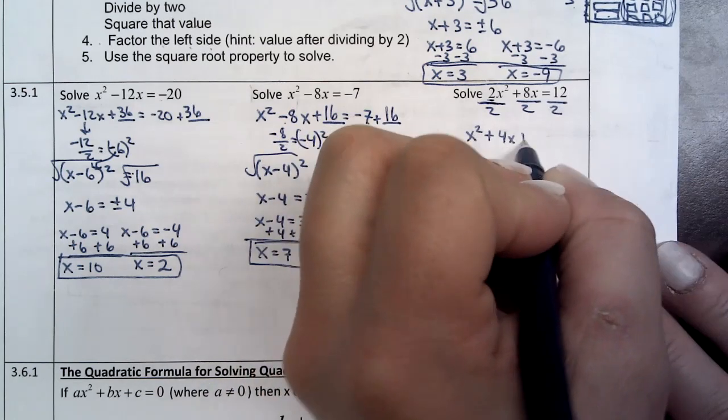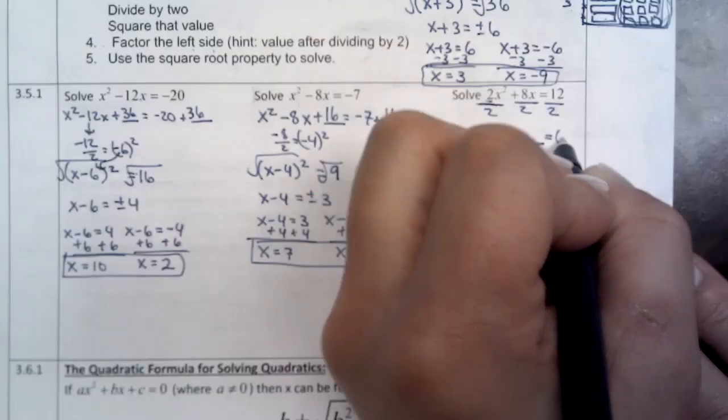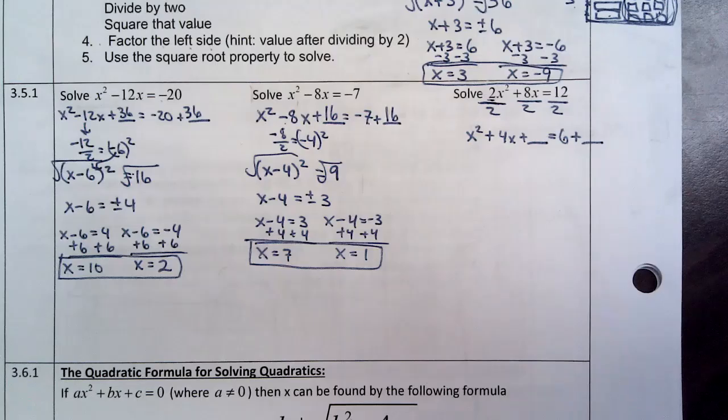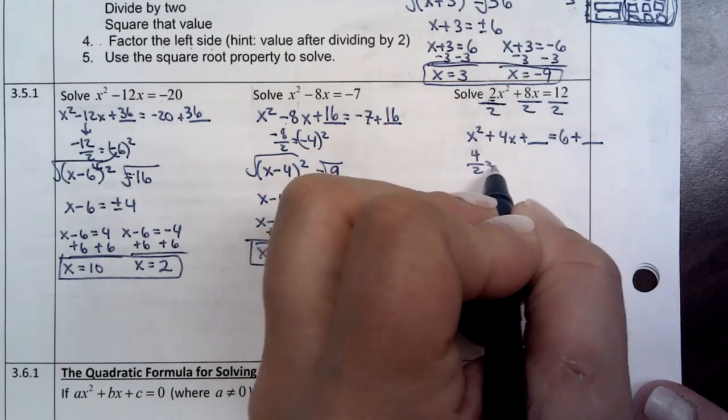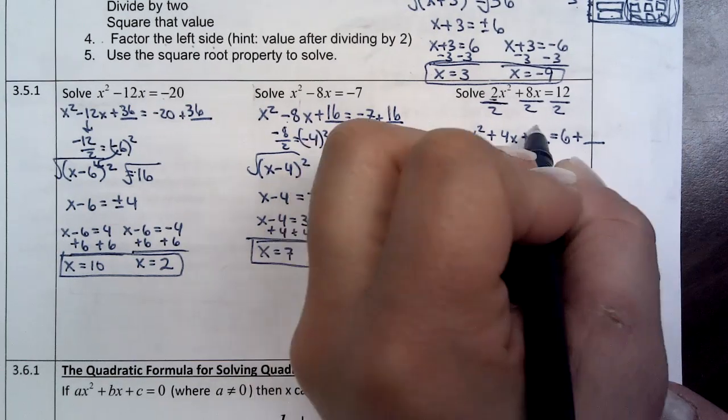I'm going to go ahead and add my blanks in here as I do this, because that would be our next step. Now I'm going to take my 4 and divide it by 2, and I get 2 squared, which is 4.